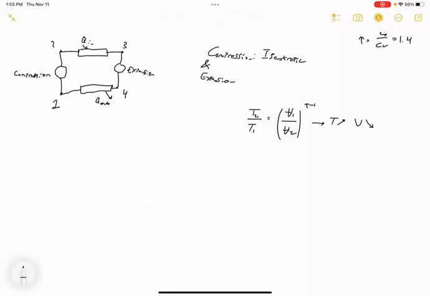The second relationship is T2 over T1 equals P2 over P1.